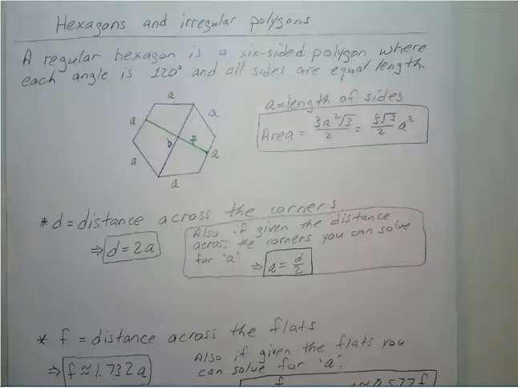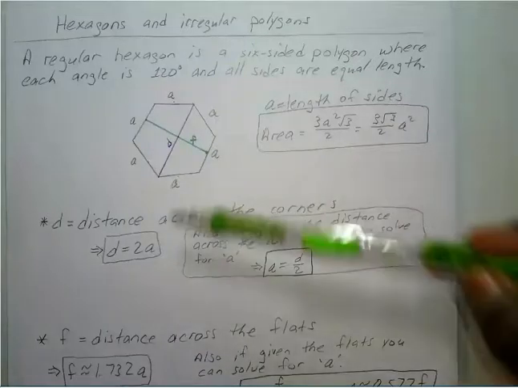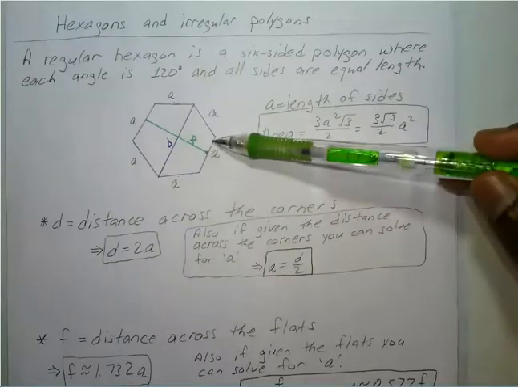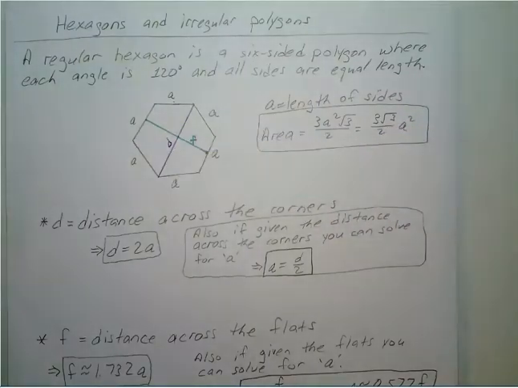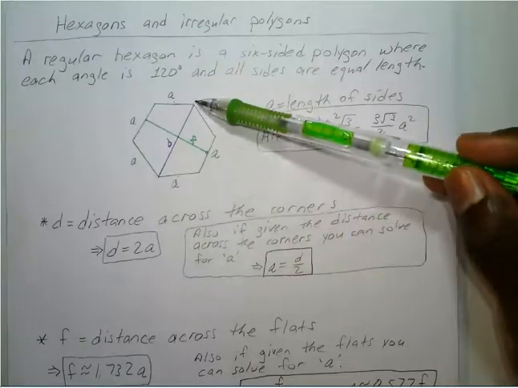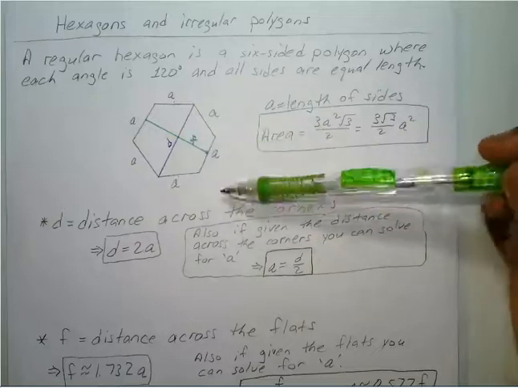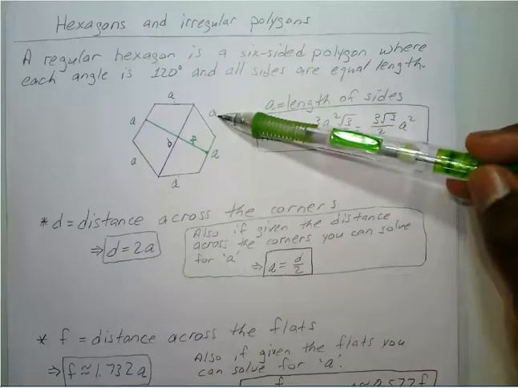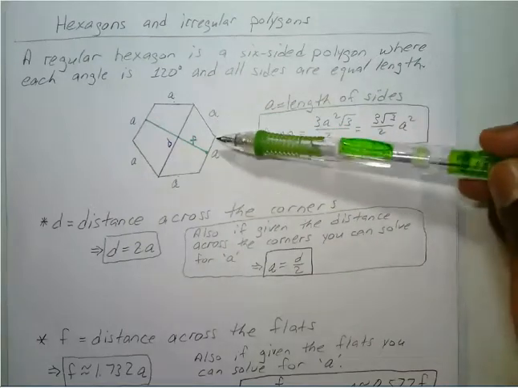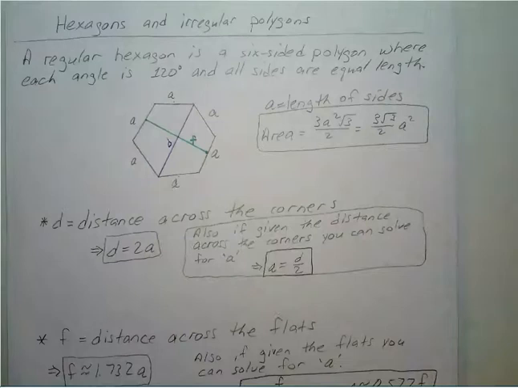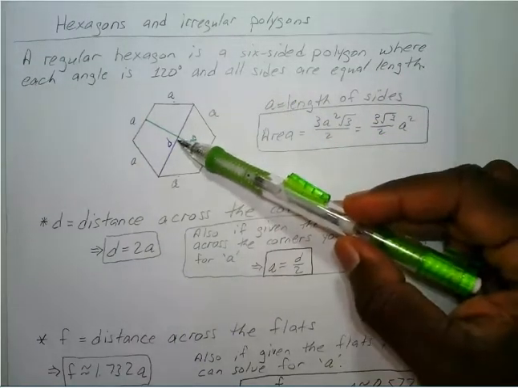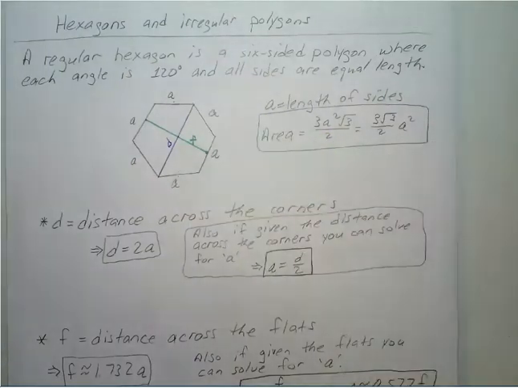Now, if you want to find the distance across the corners, or across the vertices, from this vertex to this vertex, or this vertex to this vertex, they will all be the same length. To find the distance across the corners, you use the formula: the distance D equals 2 times the length of the side, so 2 times a. Now, if you know the length of the side, you can still calculate the length from corner to corner.